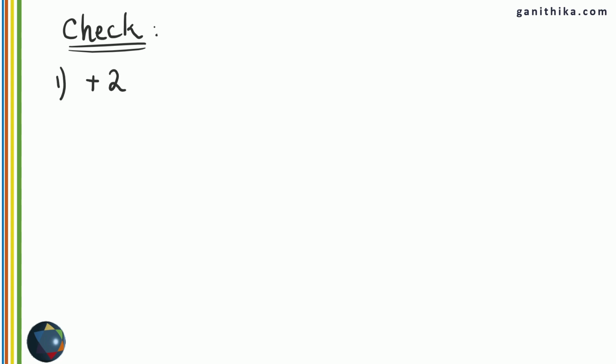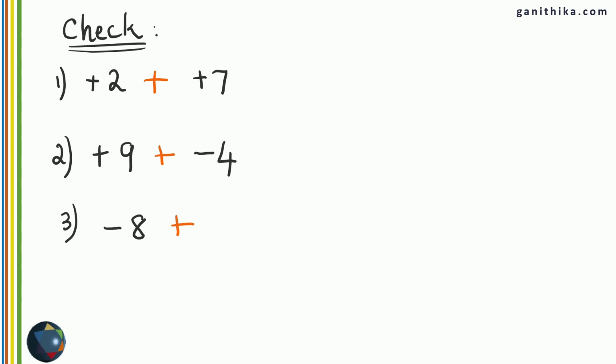So the numbers are positive 2 plus positive 7. Positive added to positive. Next is positive number added to a negative number. Next is negative number added to a negative number. Next is negative number added to a positive number. So I've given you all the four possible options here with the different numbers. Use the techniques that I just explained and see that you can get the answers correctly. If you are ready, you can continue with the video now.